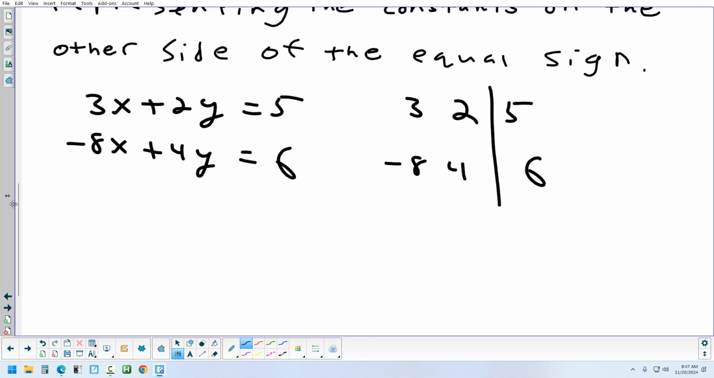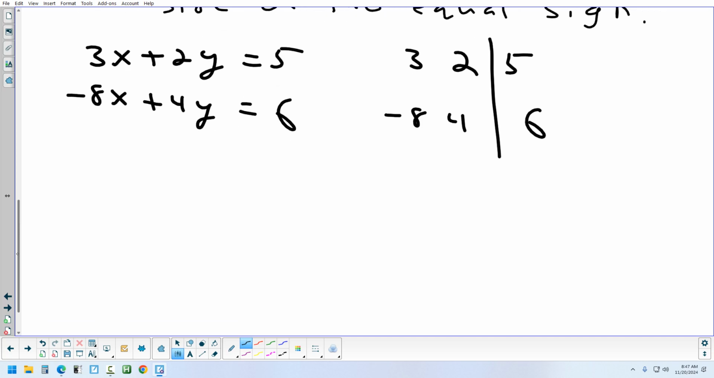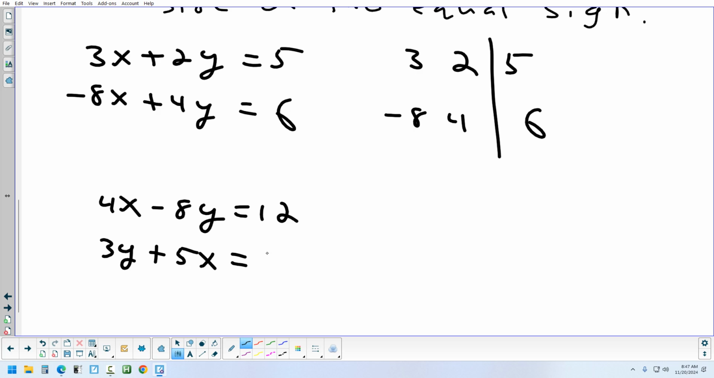I know that's only 2 variables. We are going to do 3, but it's the same idea. Let's try this one: 4x minus 8y equals 12, and 3y plus 5x equals 7.